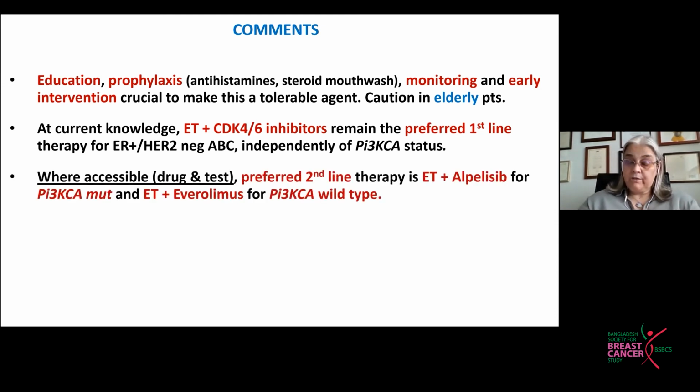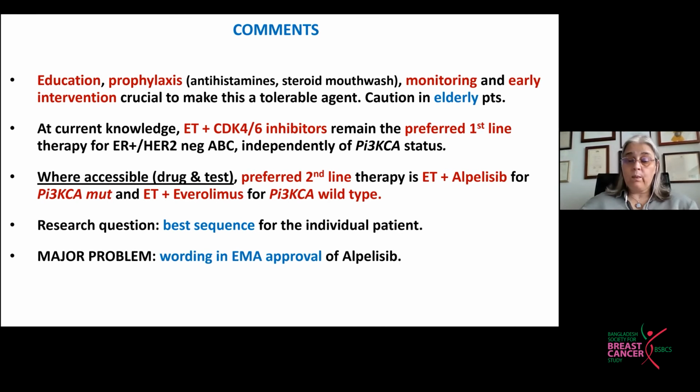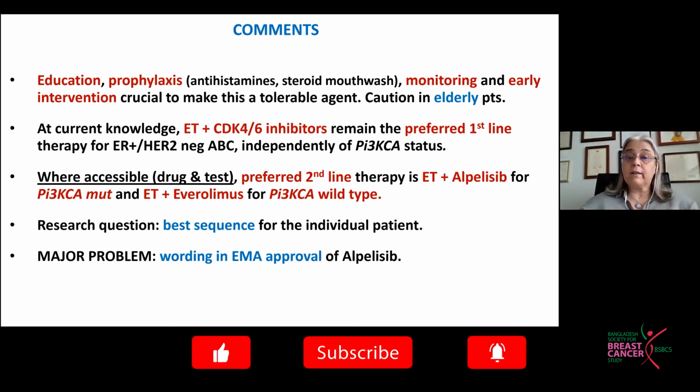And where you have access to the test and to the drug, your preferred second line would be endocrine therapy plus Alpelisib if there is a mutation in PIK3CA, or endocrine therapy plus Everolimus if there is no mutation. And what is the best sequence for the individual patient is still something we do not know. And we have a major problem with the way that EMA has approved this drug, because it says that it's approved only after endocrine therapy alone, which is problematic.